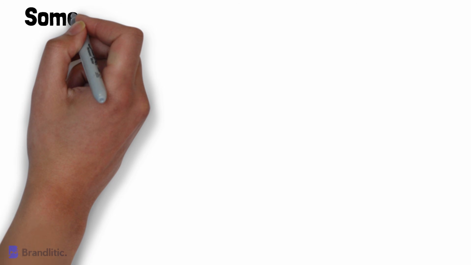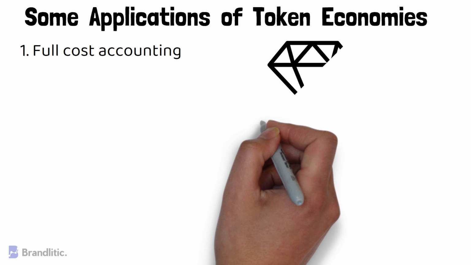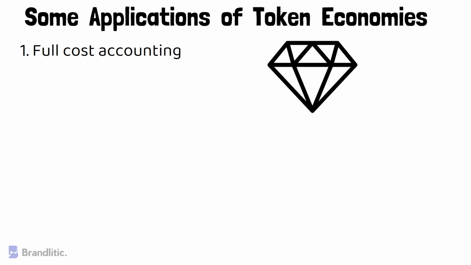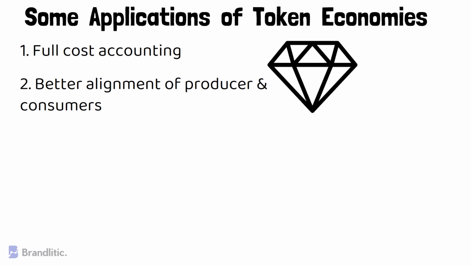Some of the applications of token economics are as follows. Number 1, it offers full cost accounting, wherein tokens can be coded to reflect both economic and social cost while accounting. For example, one can code into the price of diamonds that are sourced ethically versus the ones that are not. Number 2, there's better alignment of producer and consumer.